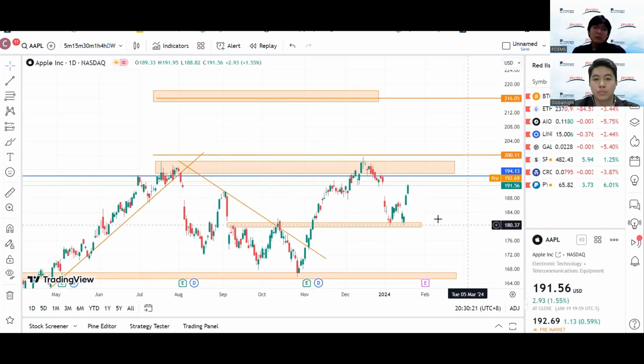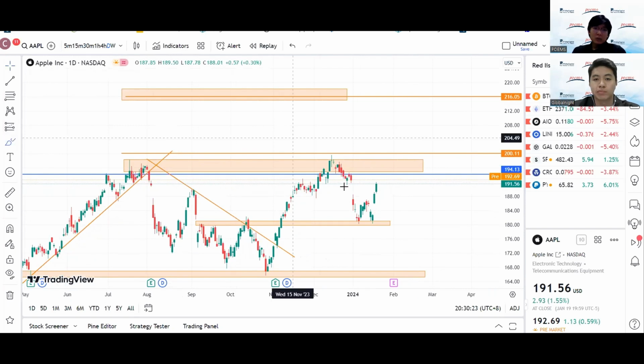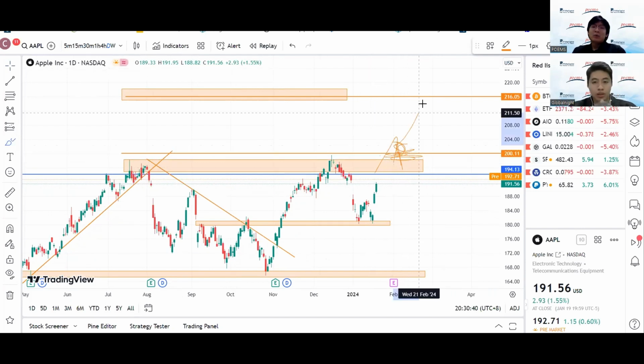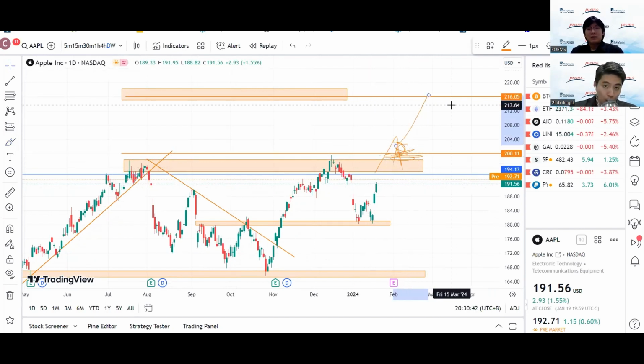I think I need to draw a bit. If price starts to break this 200 level and holds above it with one bullish candle, if you can visualize it, they break and create a bullish candle above the 200 level, then potentially we can head towards a 216 level.